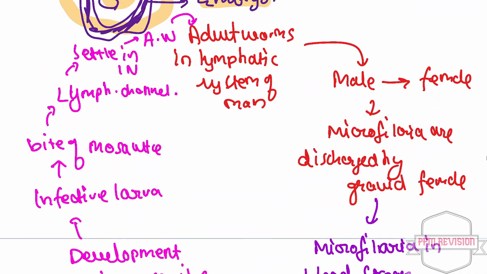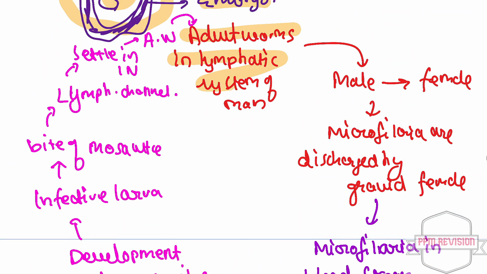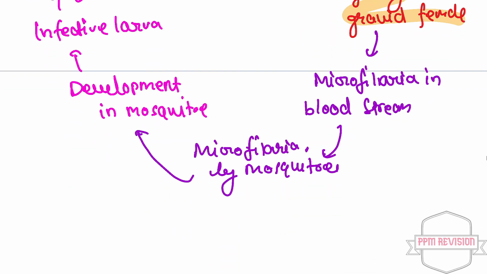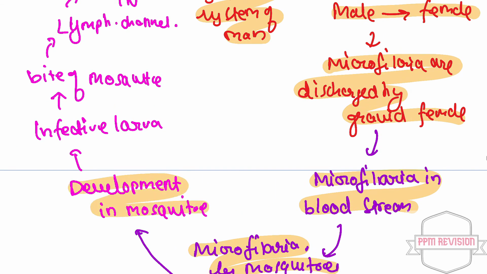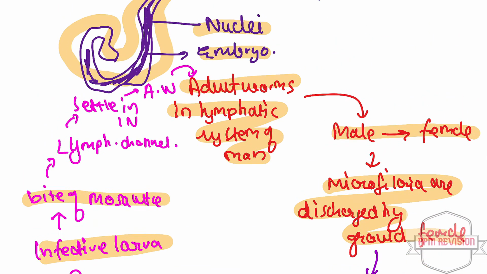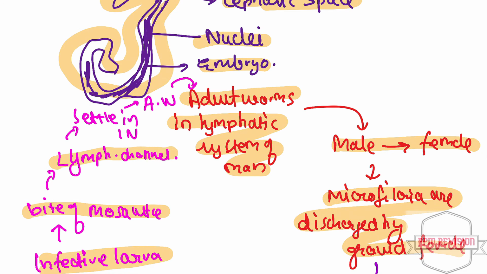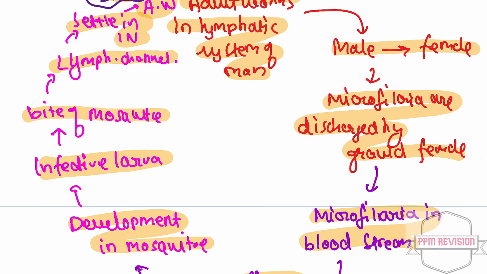Now looking at the life cycle, the adult worms are present in the lymphatic system of man, and as soon as the male fertilizes the female, the microfilaria are discharged by the gravid female, and due to this, the microfilaria is present in the bloodstream. Microfilaria is bitten by the mosquitoes. It is developed in the mosquito, and there is infective larva, and because of the bite of the mosquito, it is present in the lymph channel. It moves on to the lymph channel and then settles in the lymph node, and it develops into the adult worms, and it is passed on.